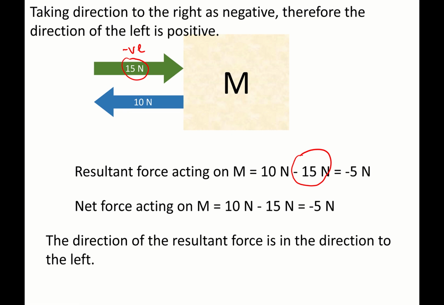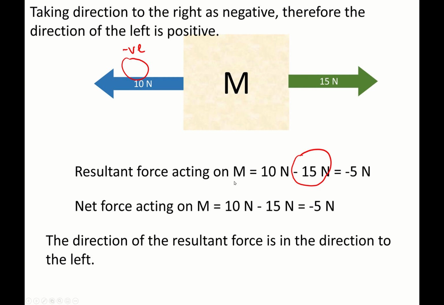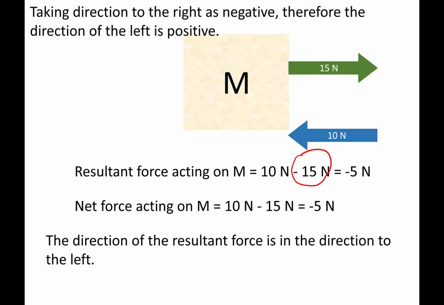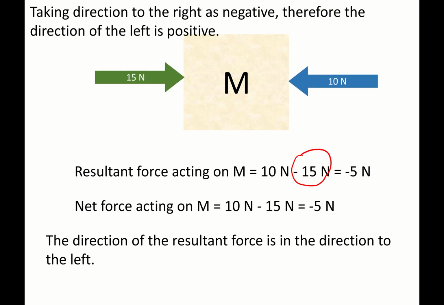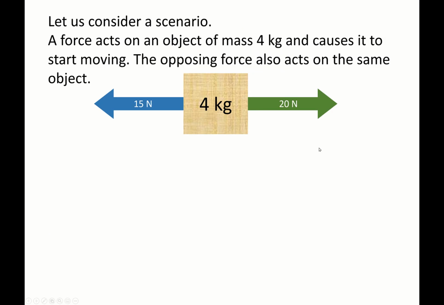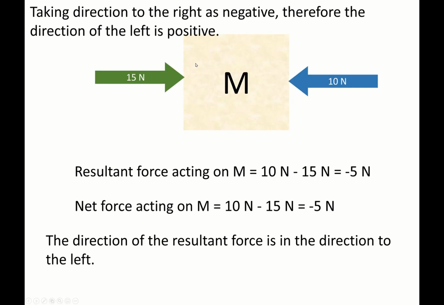Now, these are the other variations. Again, you focus on the direction of the vector. And this is another variation. And this is another variation that will lead to minus 5 newtons. And this is the last variation.